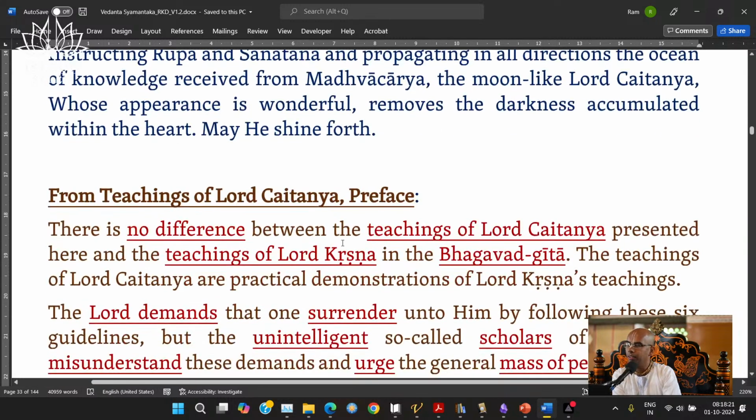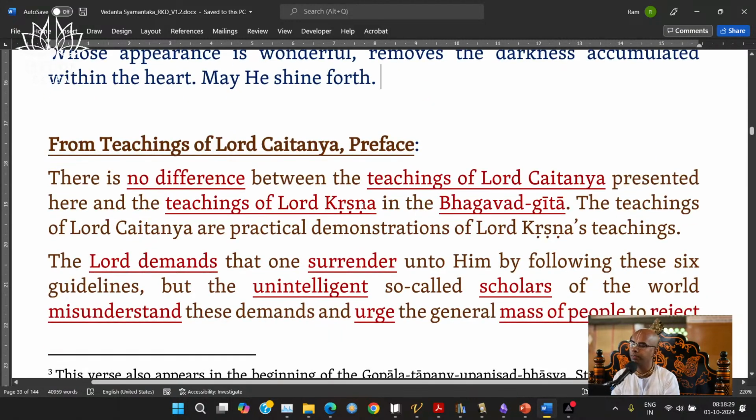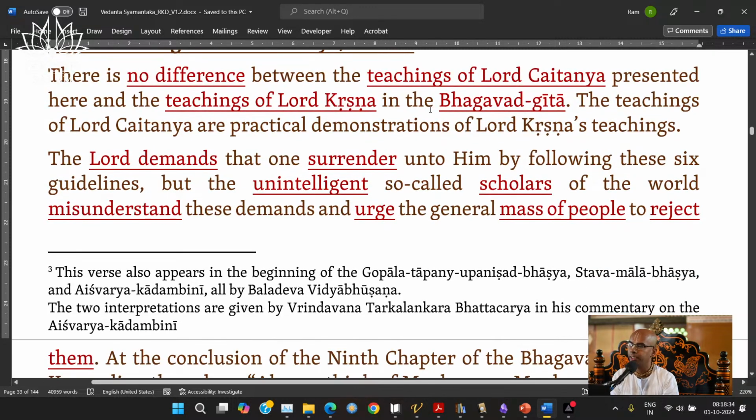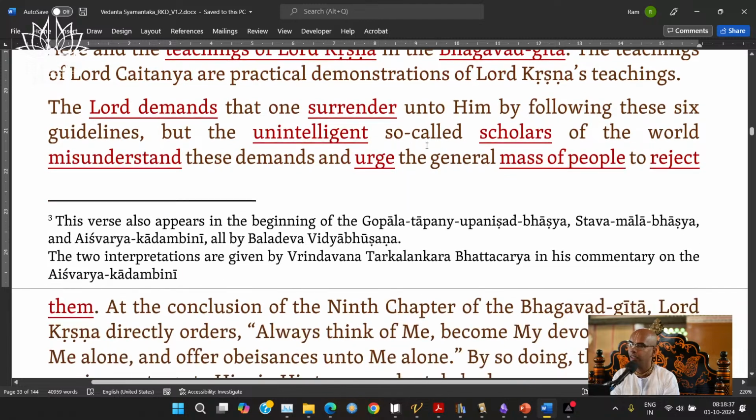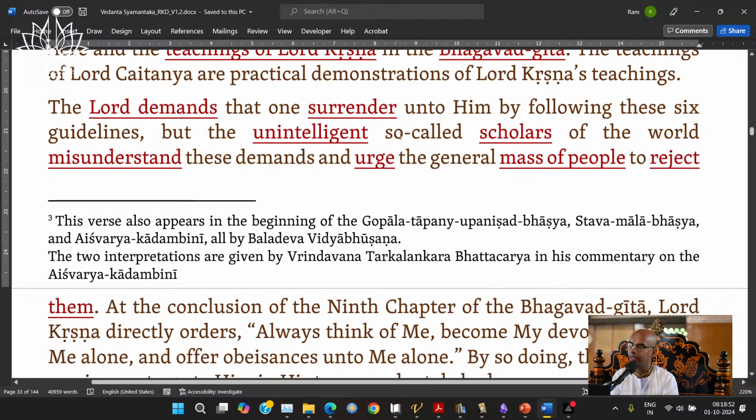Now Srila Prabhupada, in his preface to Teachings of Lord Chaitanya, writes that there is actually no difference between the teachings of Lord Chaitanya and the teachings of Lord Krishna in the Bhagavad Gita. When Chaitanya Mahaprabhu instructs Rupa Goswami and Sanatan Goswami, all his instructions, which appear in verse form in Chaitanya Charitamrita, can also be categorized into these five principles. The Lord demands that one surrender unto him by following these guidelines, but the unintelligent so-called scholars of the world misunderstand these demands and urge the general mass of people to reject them.